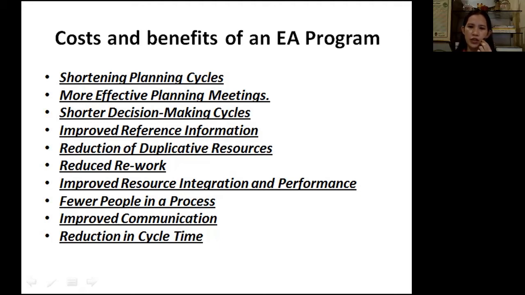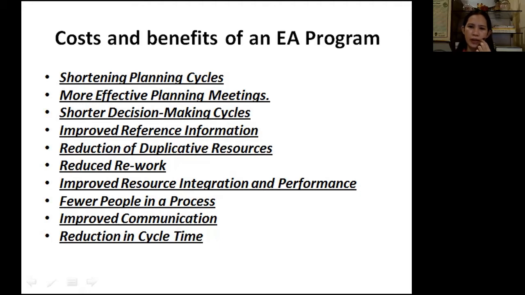Improved communication. EA helps to promote a common language and central approach that can reduce misunderstandings of resource requirements and potential solutions. This can reduce rework. Whole processes may require repetition due to misunderstandings or different interpretations of requirements and/or solutions.